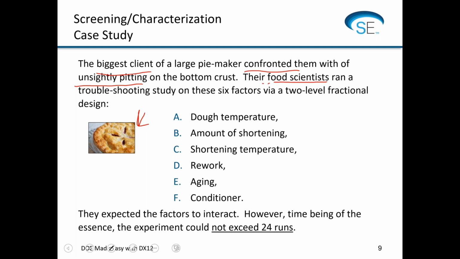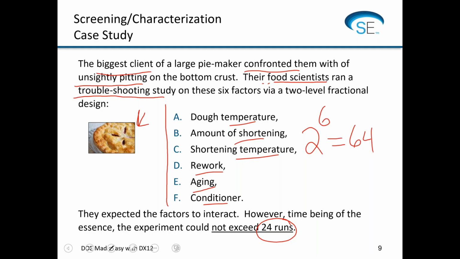They ran out of the class, and they did what I call a troubleshooting study on 6 factors that they felt might affect this pitting: the dough temperature, amount of shortening, temperature, rework, aging, and conditioner. Now they only could do at the most 24 runs. And if you do the math on a 2-level design up to the 6th power, I think it comes out to 64 runs, which is too many.